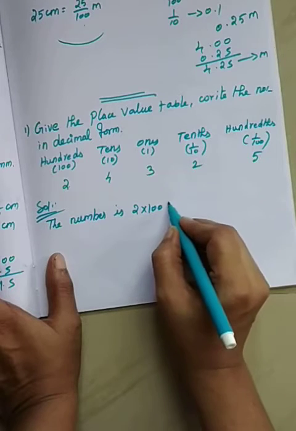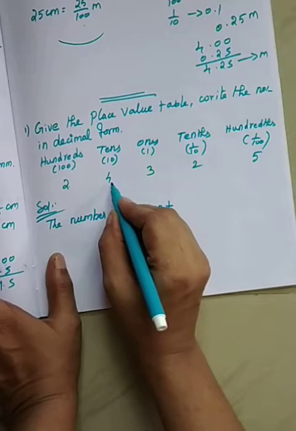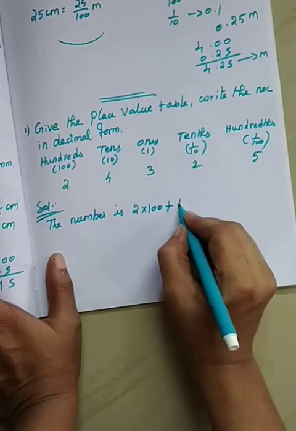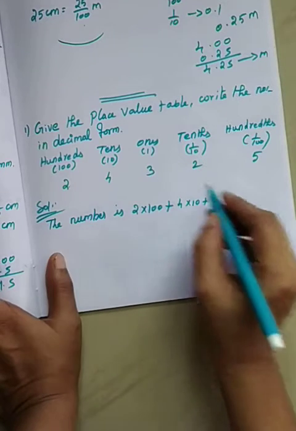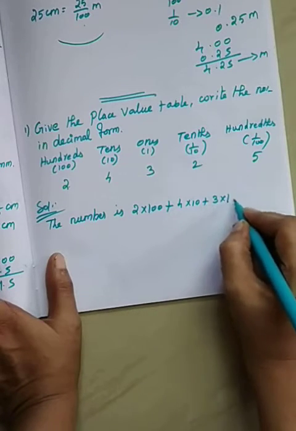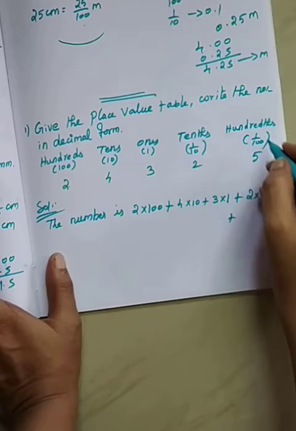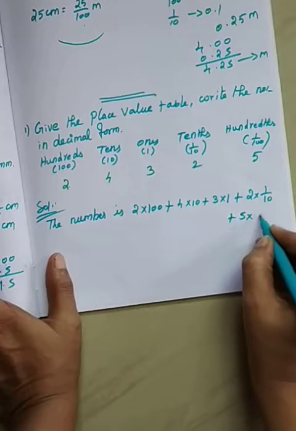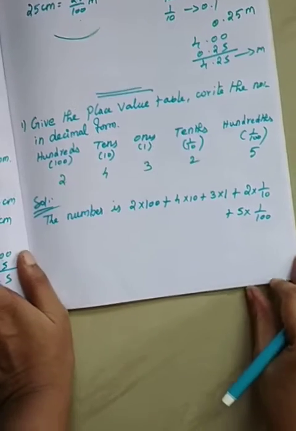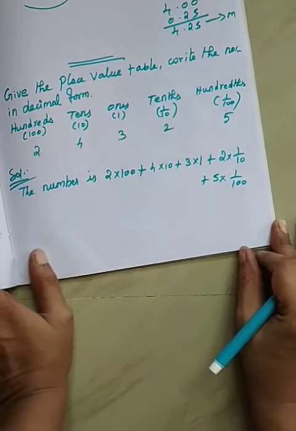into 100. Now you can put plus how many tens? 4 tens. So 4 into 10. Then ones, 3 into 1. Plus tenth, 2 into 1 by 10. Plus hundredth, 5 into 1 by 100. That's it. Now simplifying this, you will get the solution.